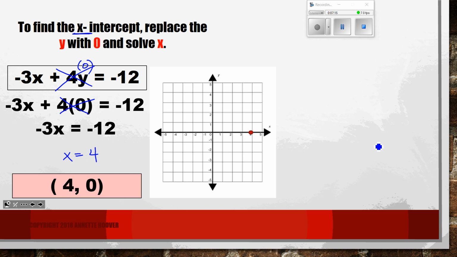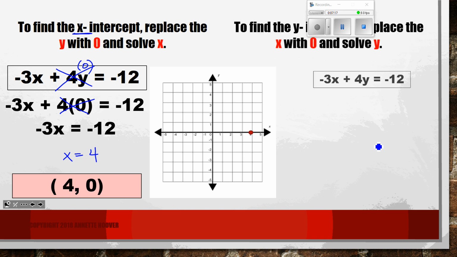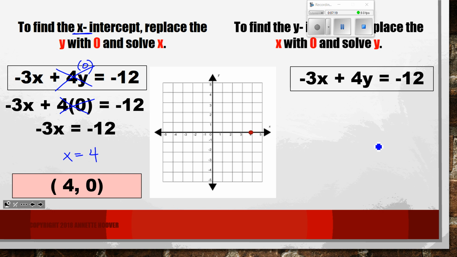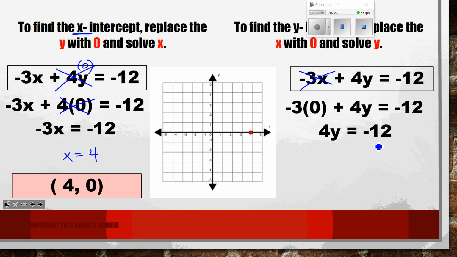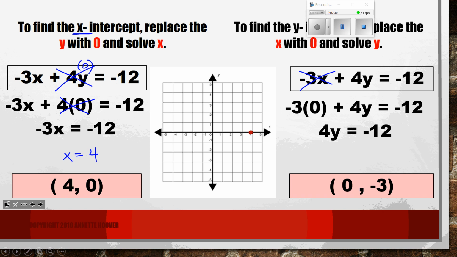We graph it there. To find the y-intercept, we're going to plug in 0 for x, which makes this part of the equation go away. So y is just a one-step equation. y equals negative 3, so our ordered pair is (0, negative 3). Really easy when it's written in standard form.